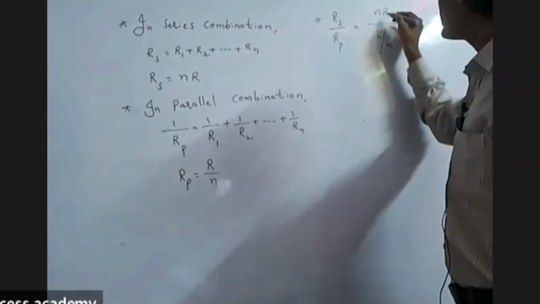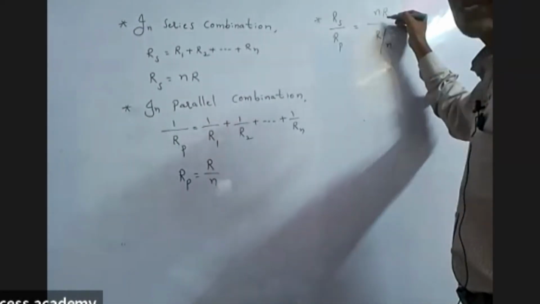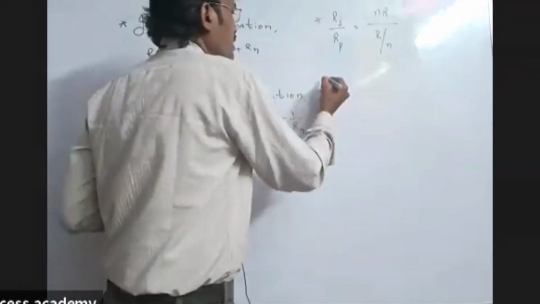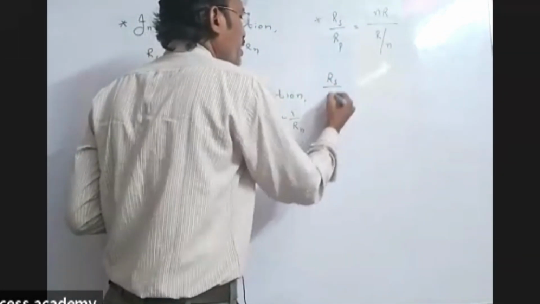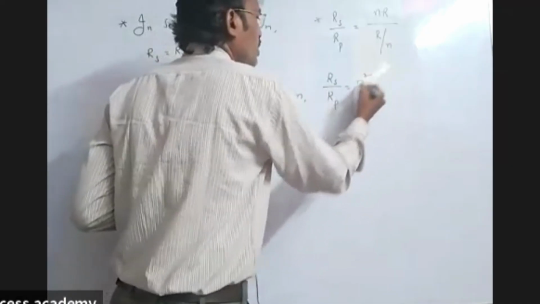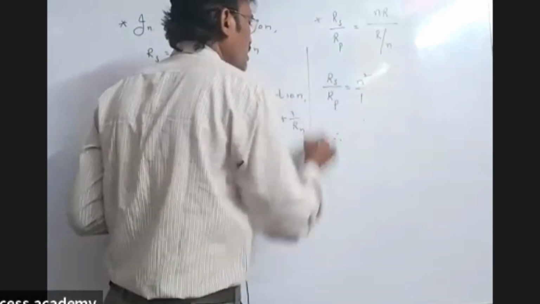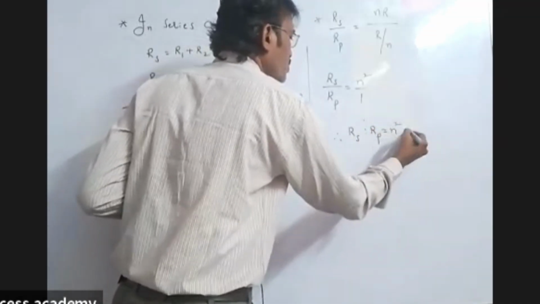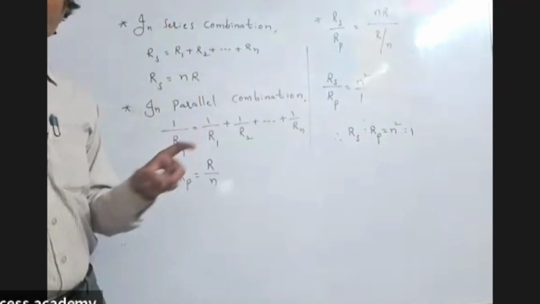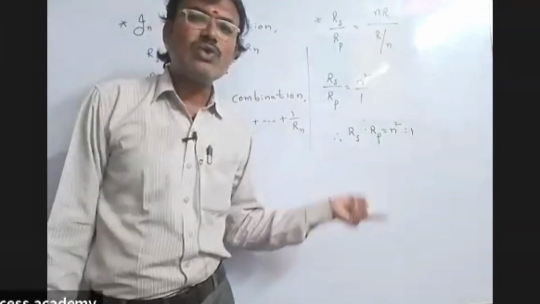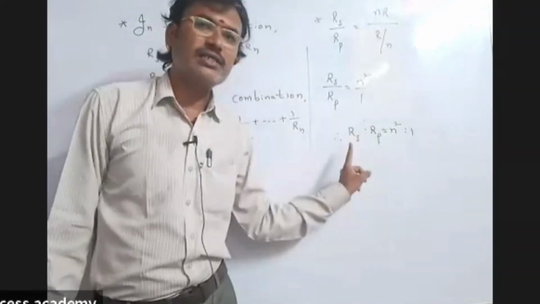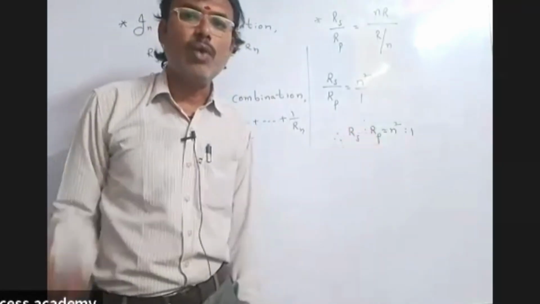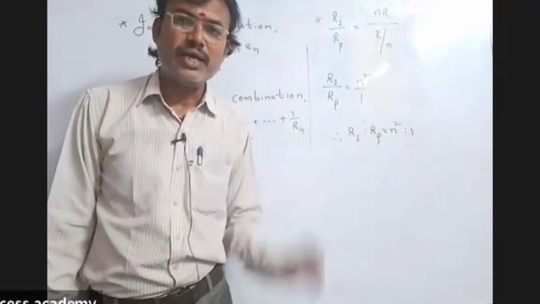R by N. So R gets cancelled and N goes to the numerator. N into N, what's the value? N square. So here we are representing that Rs by Rp is equal to N square by 1. Simply, Rs is to Rp is equal to N square is to 1. If they change the order as Rp is to Rs, the parallel to series ratio for identical resistors, then the value is 1 is to N square.